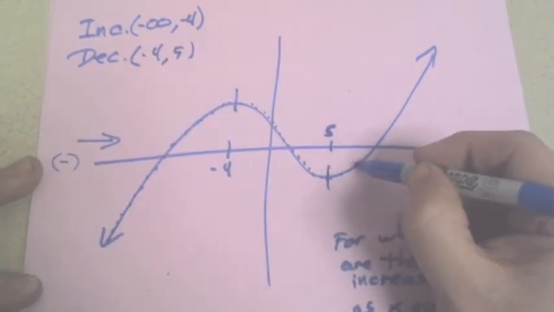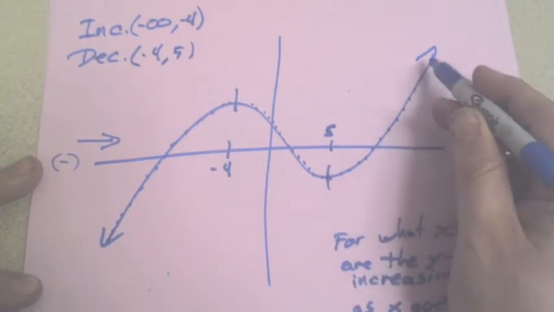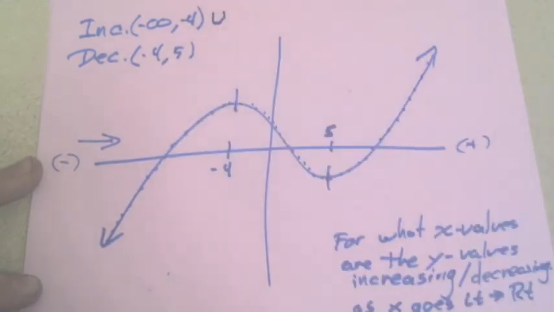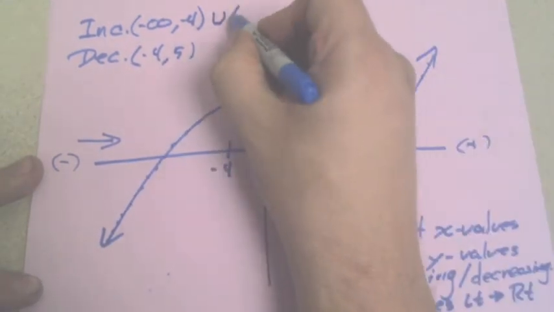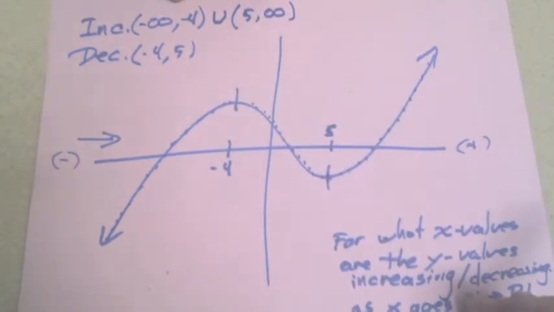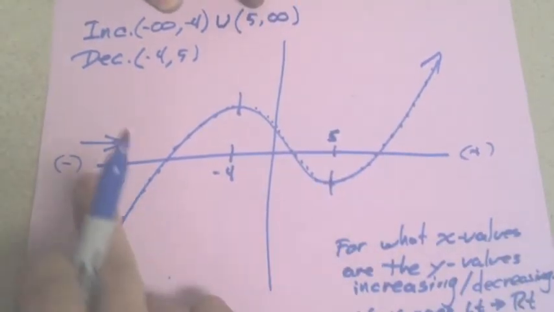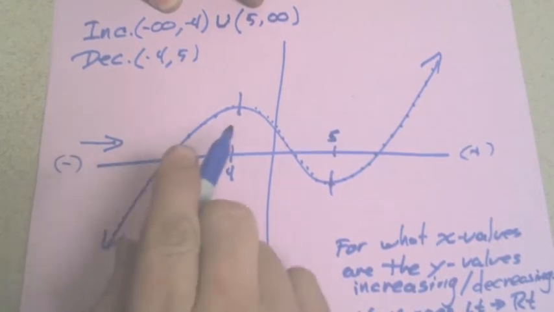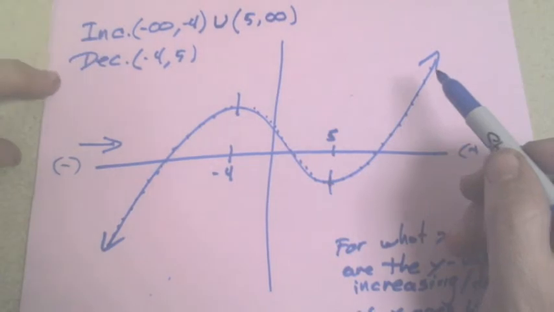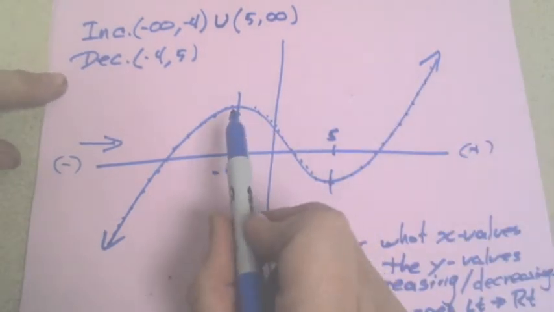Then notice we start increasing again. And we increase from that 5 on. So this interval unioned with, it's a nice use of the union symbol, from 5 to infinity. So we're increasing over both of these. So we're increasing from negative infinity to negative 4 and from 5 to infinity. And we're decreasing from negative 4 to 5.